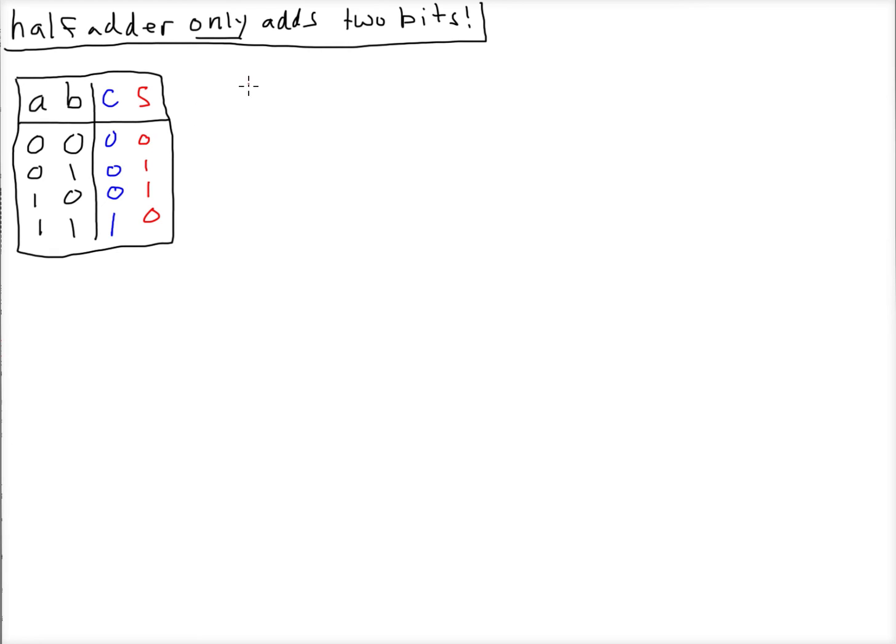All right, now let's do an algebraic expression for this. So we can visually see that S is equal to A prime B or A B prime. All right, and then carry C is even easier. It looks like that's just going to be equal to A and B. All right, so now we've just derived our algebraic expressions for the half adder. And these two expressions fully explain the half adder circuit.